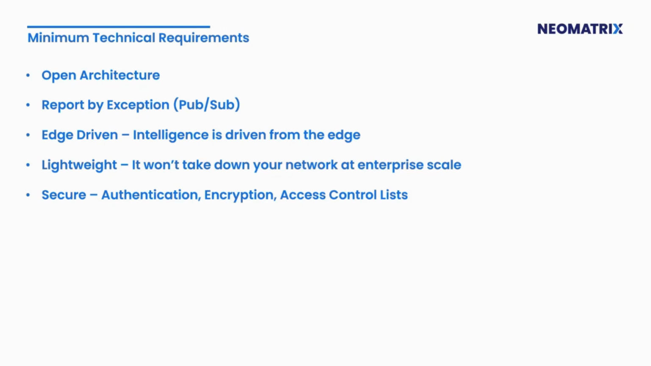Whereas with report by exception or pub sub, the device publishes information as it changes. So if you think of something like a valve state, which doesn't change very often, a valve is open, a valve is closed. If that only changes state once a day, that's one transaction per day versus the 86,400 seconds in a day. So if you're polling once a second, you're going to have a lot more traffic on the network, right?